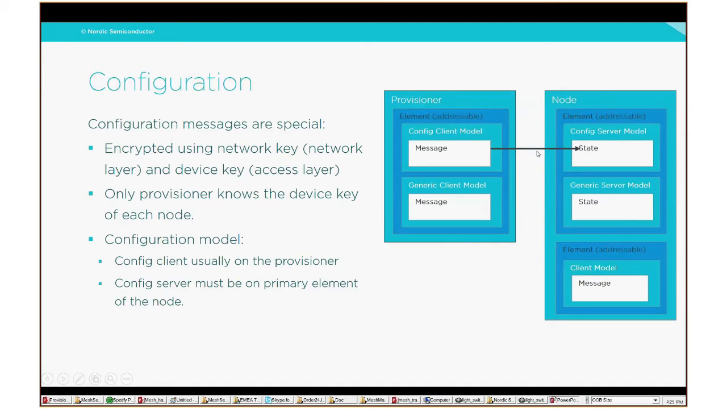This is just another image showing how the config client talks to the config server and how it's located on the node. It's very similar to a generic client model or generic server model. The only requirement is that the config server model has to be on the primary element of the node, and usually the config client will be located on the provisioner. Of course, it can be located on a normal node, but that node needs to get the device key from the provisioner to be able to talk to the config server.